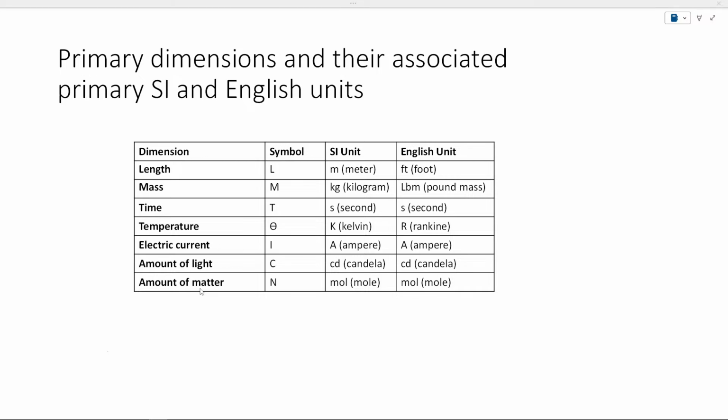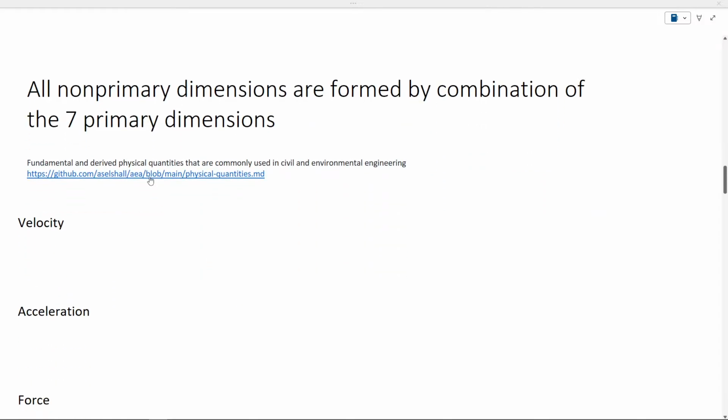Additionally, if you are an electrical engineer, you might be measuring additional things like electric current. It matters for civil engineers too, in water resources engineering, for example, if you're doing some geophysics or hydrogeophysics, then you'll also be measuring electric currents. And finally, the last thing is the amount of light. Okay, so basically anything in physics could be reduced to these 7, and I will show you now. All non-primary dimensions are formed by combinations of these 7 primary dimensions.